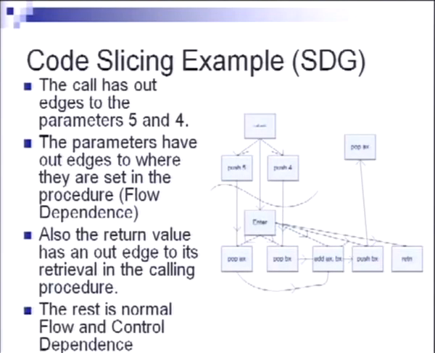The call has directed edges to enter, push, and push, right? Because those are your parameters passed when you're using assembly. So this particular portion is just the PDG for the add function, but we won't talk about that. And then this is the return value that's being used in the caller. So you have a directed edge from there to there, and the rest of this is just normal control dependence.